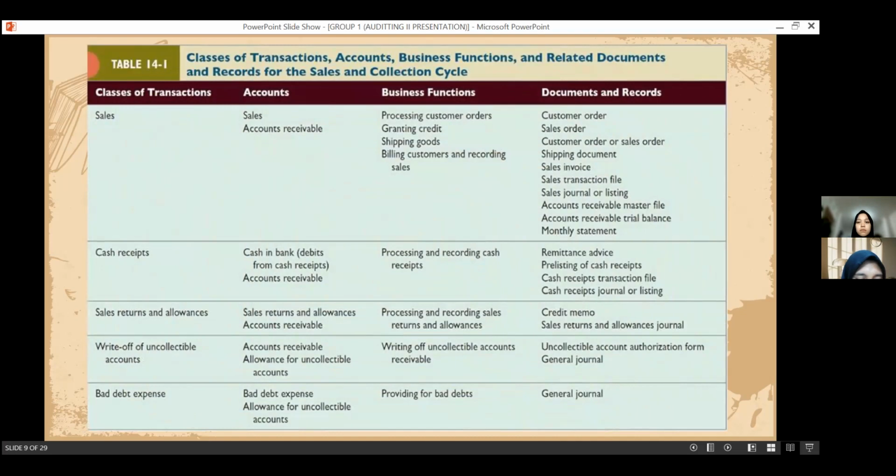The classes of transaction, accounts, business function, and related documents and record for the sales and collection cycle. In this table, the 8 business functions for the sales and collection cycle are shown in the third column of the table. They occur in every business in the recording of the 5 classes of transaction in the sales and collection cycle. Under business function, observe that the first 4 processes are for recording sales, while every other class of transaction includes only one business function.